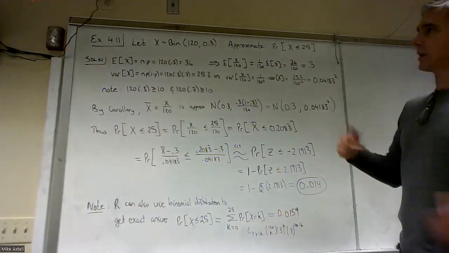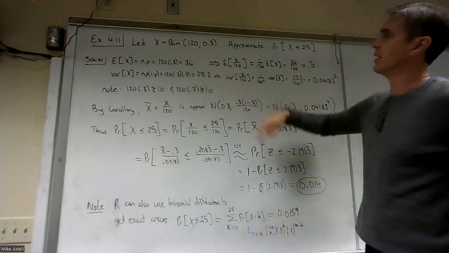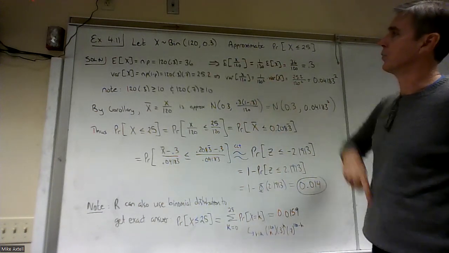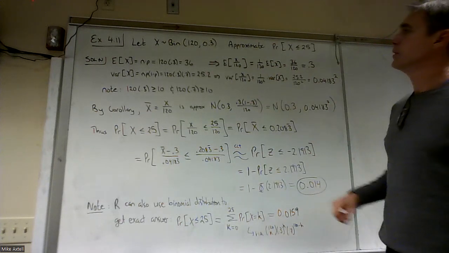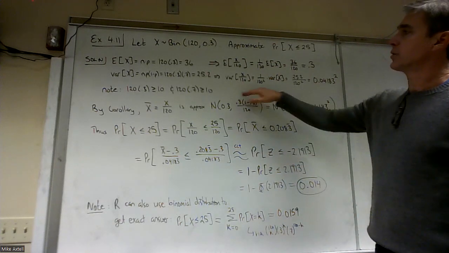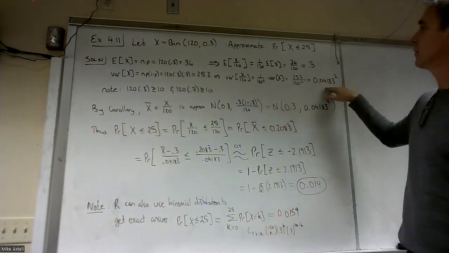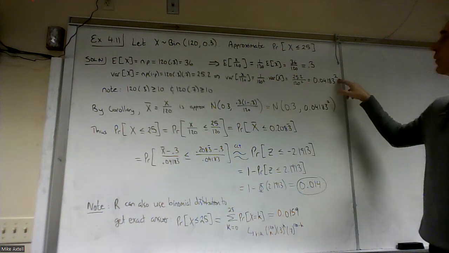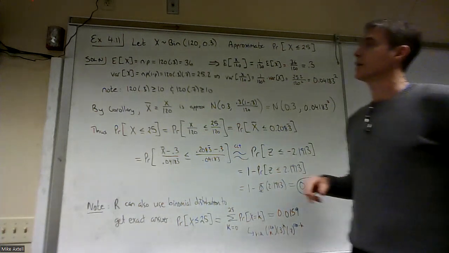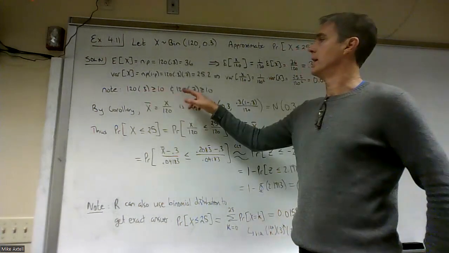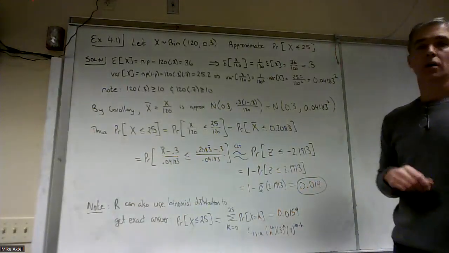Now, because I know what's coming up in the moments to come, I'm going to take these two pieces of information and calculate the expected value of x over 120. So I drag out the 1 over 120, get a 0.3. Variance of x divided by 120, drag out the 120 as 1 over 120 squared. It becomes 0.04183 squared. So 0.04183 is my standard deviation. And I also observed that n times p and n times 1 minus p are both greater than or equal to 10. Okay. All right.